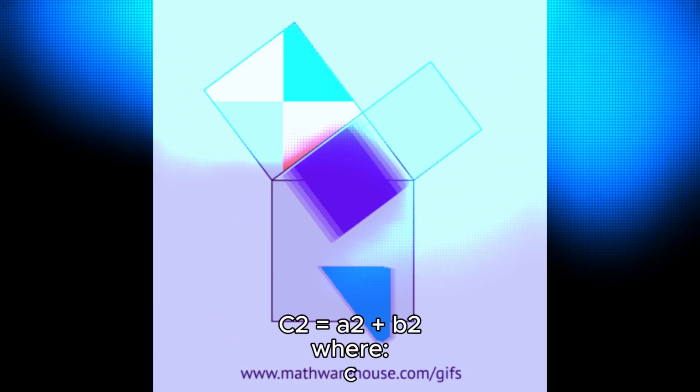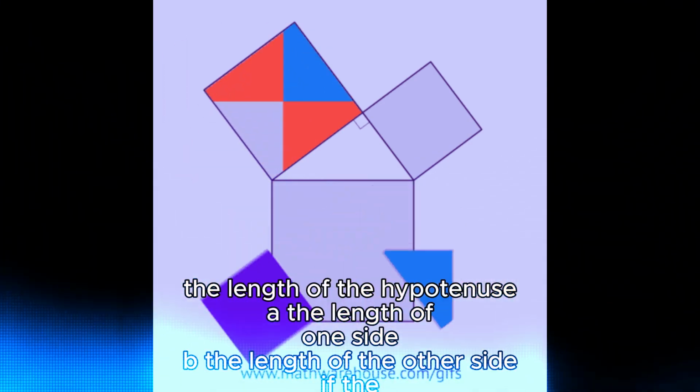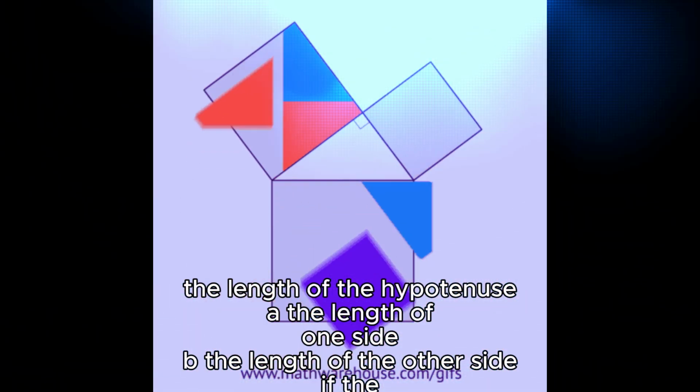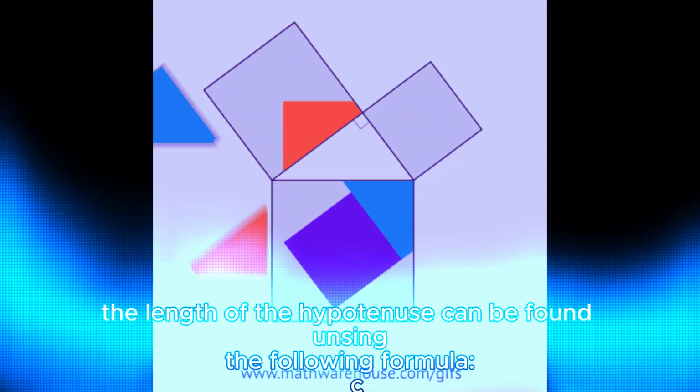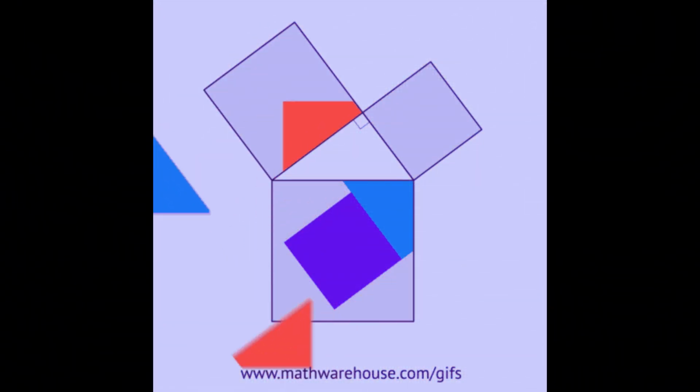C² equals A² plus B², where C is the length of the hypotenuse, A is the length of one side, and B is the length of the other side. If the lengths of the two sides are known, the length of the hypotenuse can be found using the following formula: C equals the square root of A² plus B².